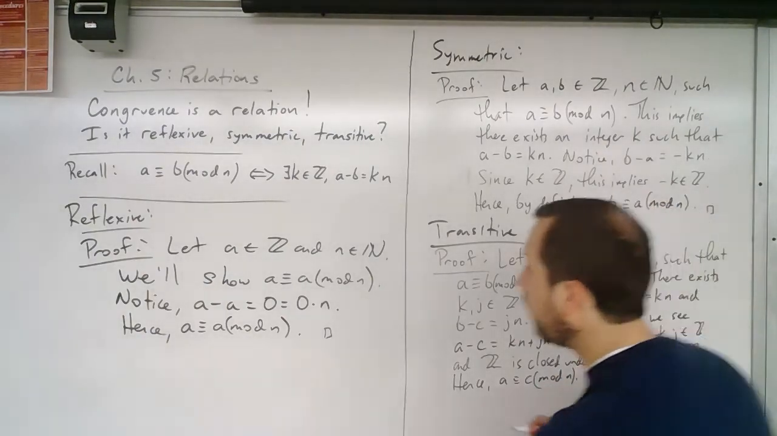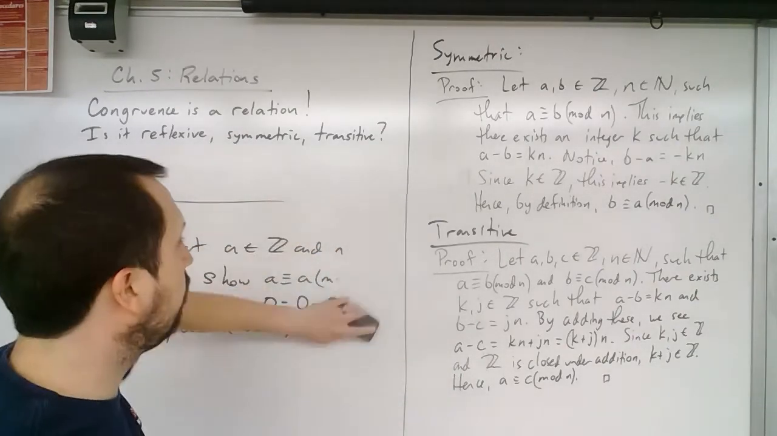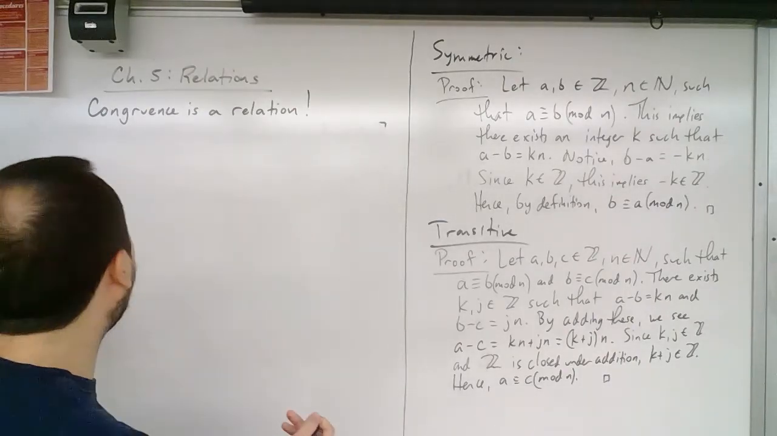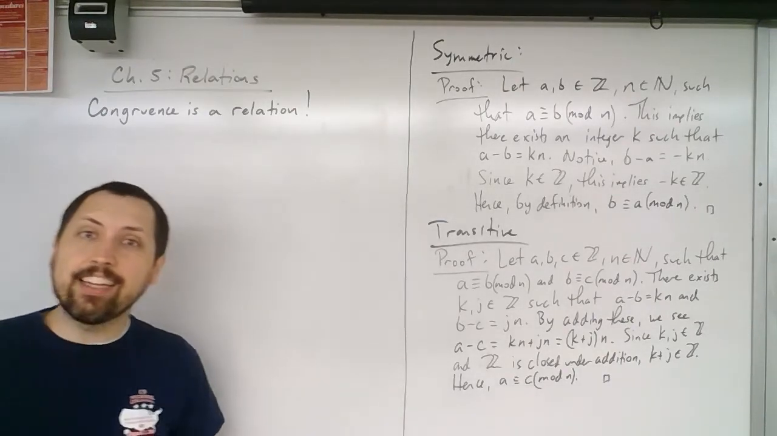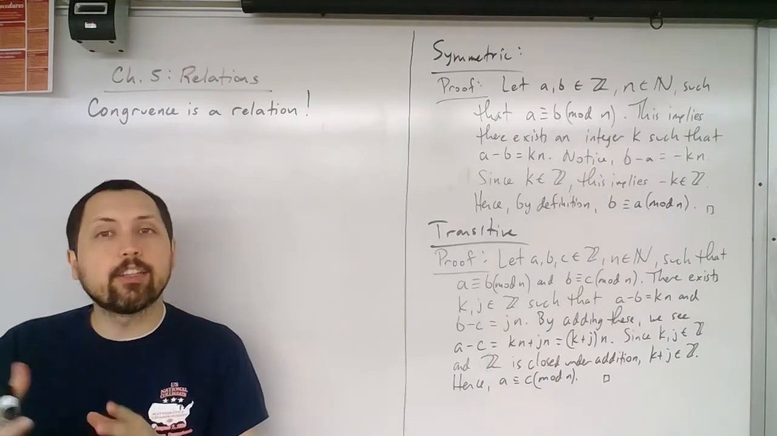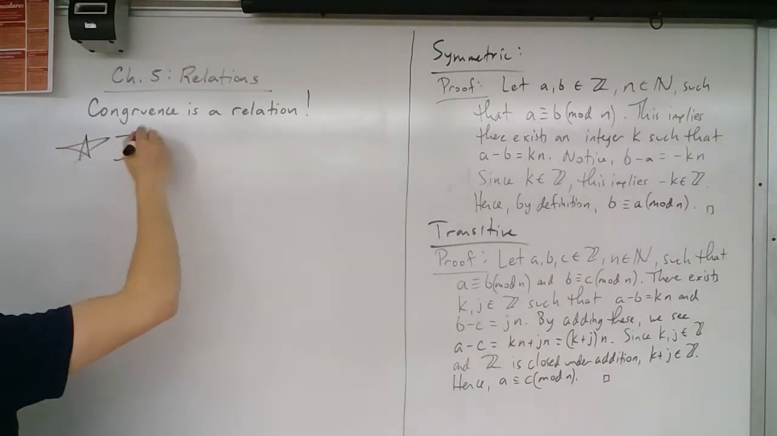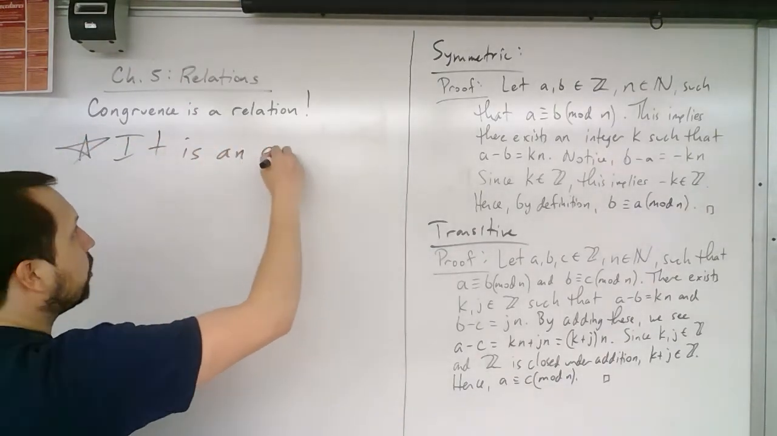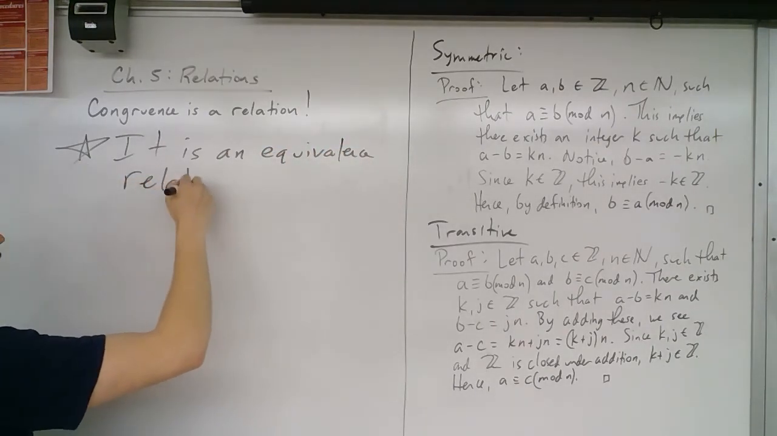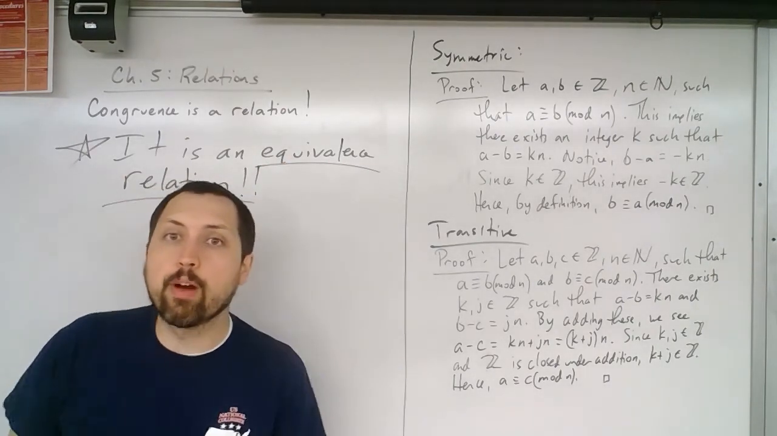So if we know that this congruence is a relation, and we have just shown that it is reflexive, symmetric, and transitive, what type of relation is it then? Well, remember, we said that if something has all three of these properties, that's the nicest type of relation. So congruence is a relation. It is an equivalence relation. So that is great news.